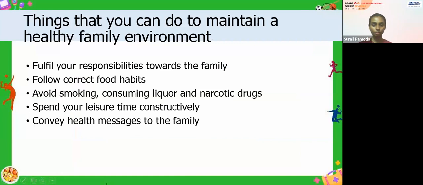Right? So these things here you can see, these things you can do to maintain a healthy family environment. Okay? Fulfill your responsibilities towards the family. As a child in the house, you have some responsibilities to do, so you have to fulfill them. Right? And then follow correct food habits. It is a responsibility of yours. And avoid smoking and consuming liquor. Right? And then spend your leisure time constructively. Spending leisure time effectively is also another thing that you can do, right? And also convey health messages to the family. The things that you learn at school, you have to convey them to your parents and family members too, to make them healthier, right?